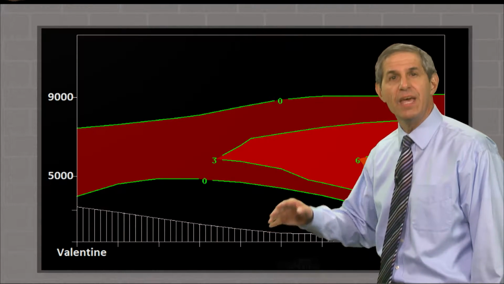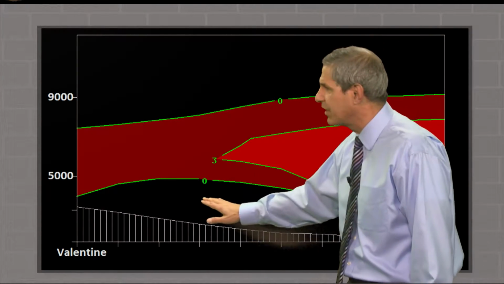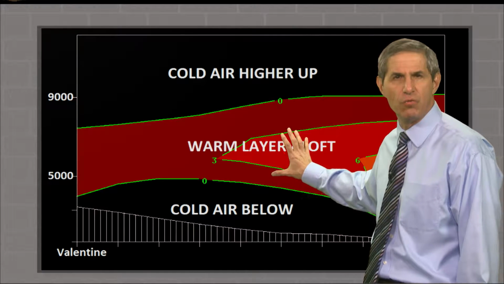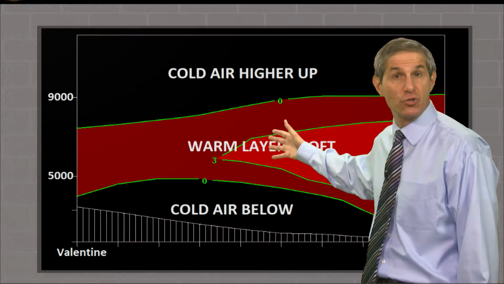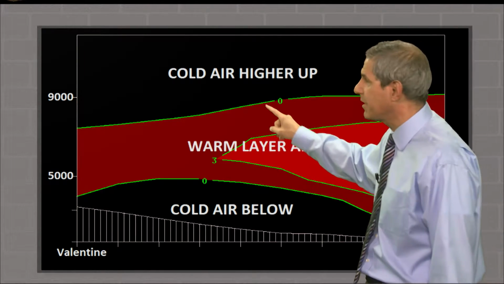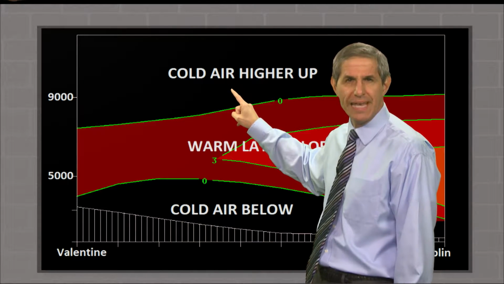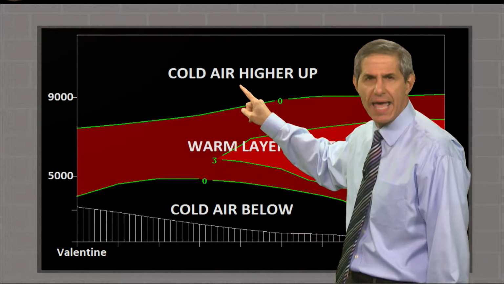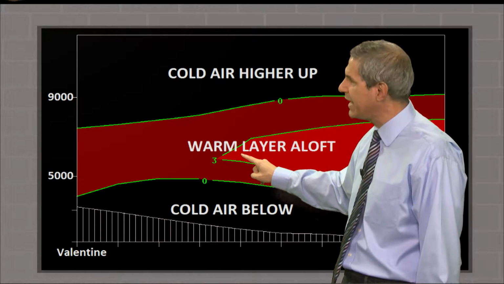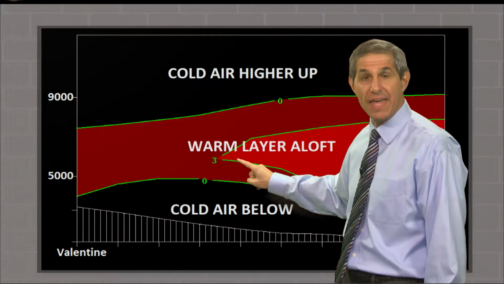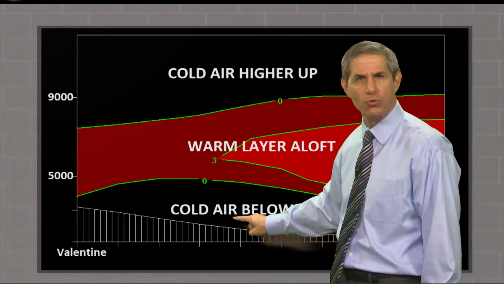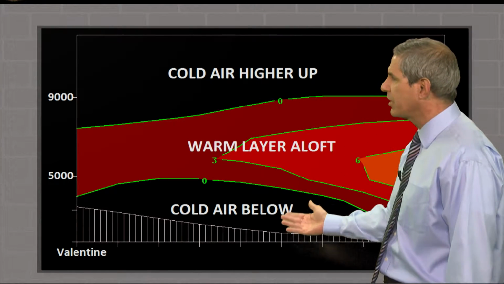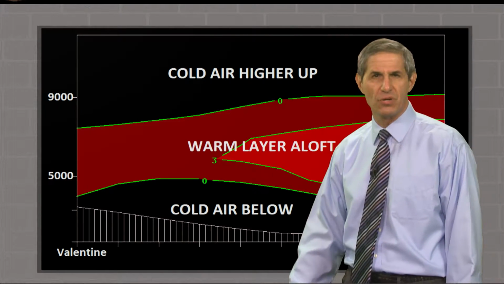So you can see the below freezing air in the lowest few thousand feet. Above that, a layer several thousand feet of warm air aloft, temperatures above freezing, and above that, temperatures go back below freezing. Now in this setup, what I call a warm air sandwich, as snow falls from high altitudes, it'll melt into rain as it falls through the warm layer, and then as it falls into the low-level cold, it'll either freeze in the air into sleet or freeze on contact with the ground into freezing rain.